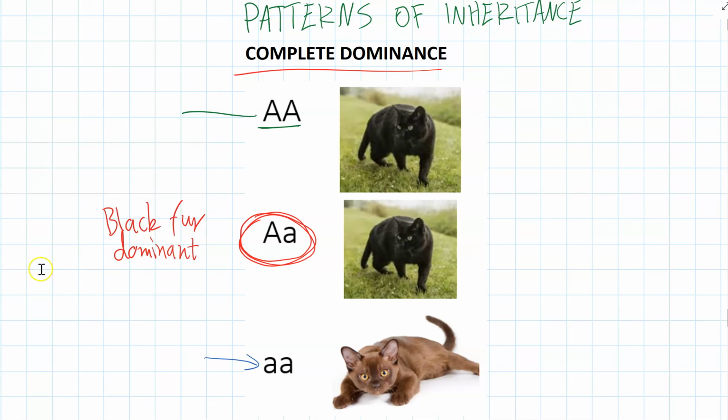So you can think of it like the dominant trait is masking or covering up or dominating over the other trait, which we call recessive. So black fur is dominant, brown fur is recessive.